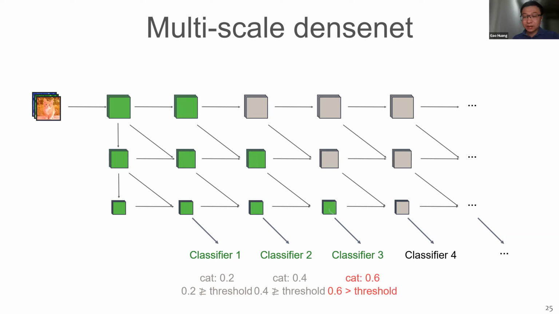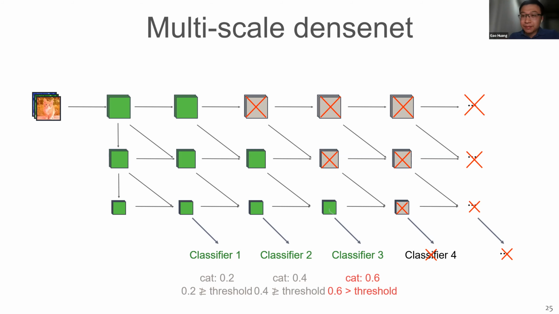Once this condition is met, we skip the inference of the rest of the network. So for different inputs, we activate a different number of layers in this multi-scale architecture. In other words, the network depth is dynamic, conditioned on the input. That's why we call it a dynamic network.